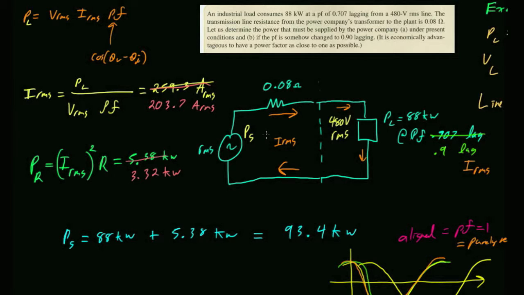So let's just think through this intuitively for a second, because it's kind of important. If I've increased my power factor from 0.7 to 0.9, have I made my load more or less resistive?